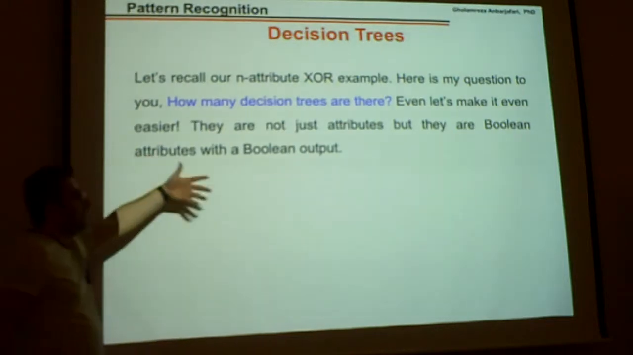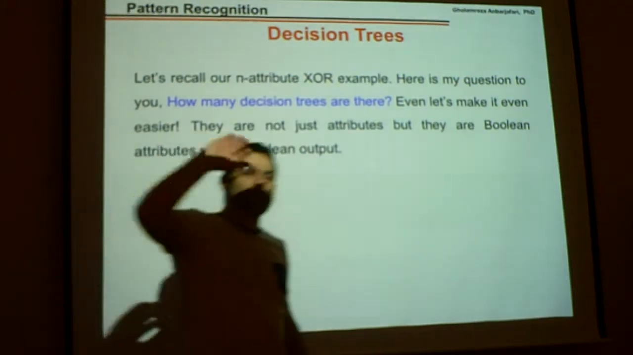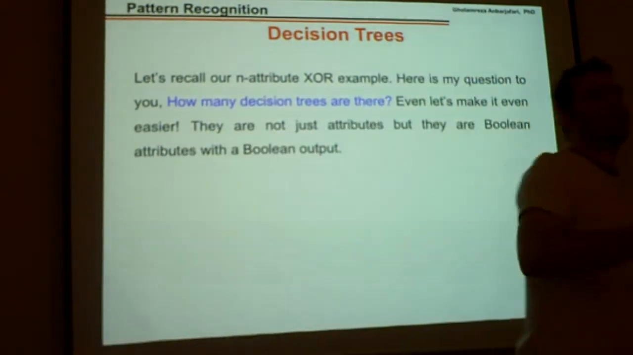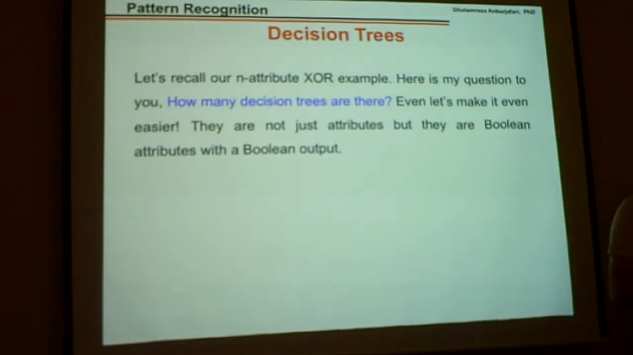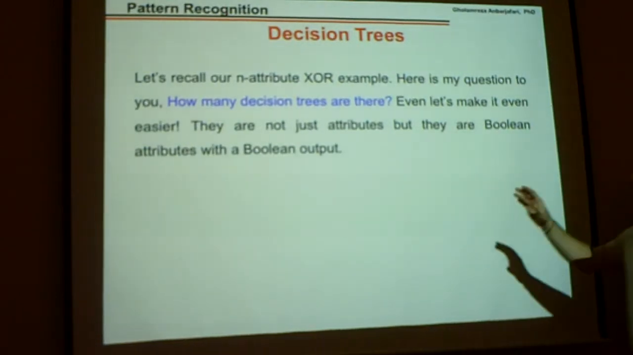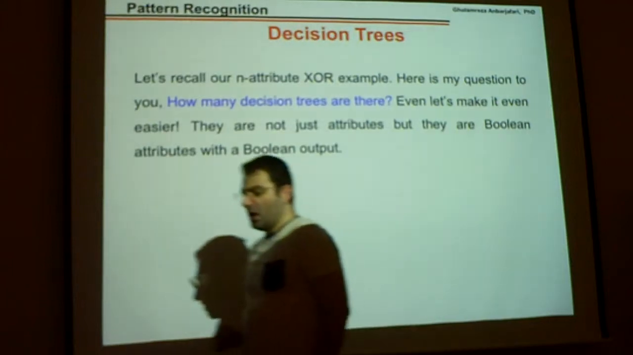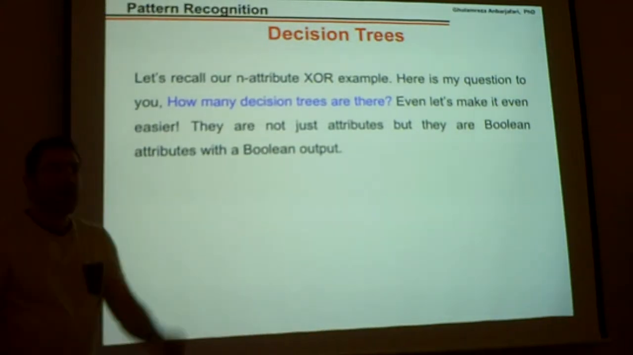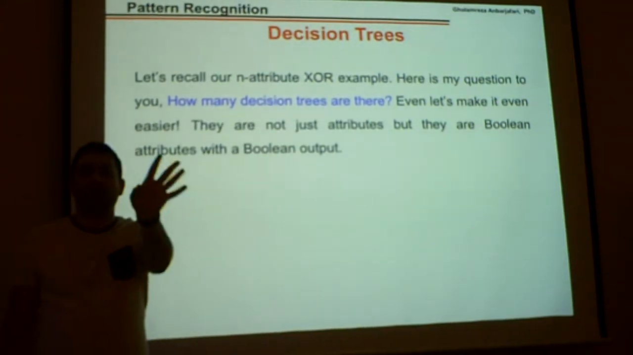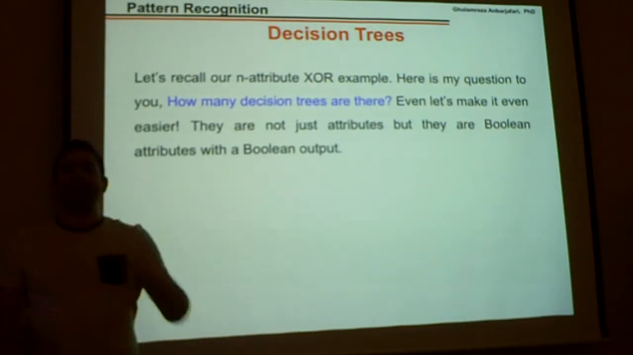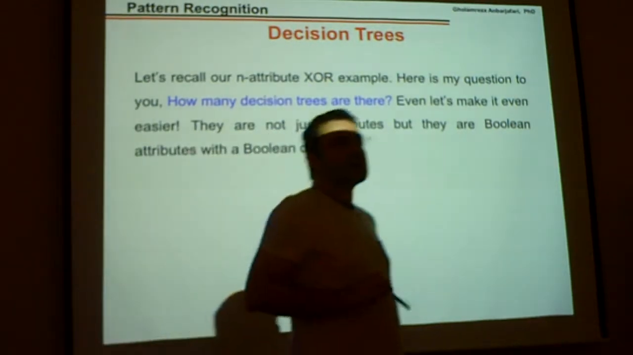And I have made it much simplified. We assume everything is Boolean, the output is Boolean, so we are only dealing with true and falses. So, question, how many decision trees are available here? I give you everyone 1 minute. And after that, one by one, I will ask you your opinion.